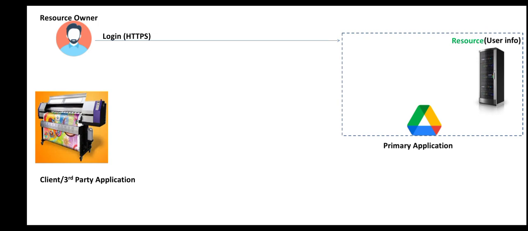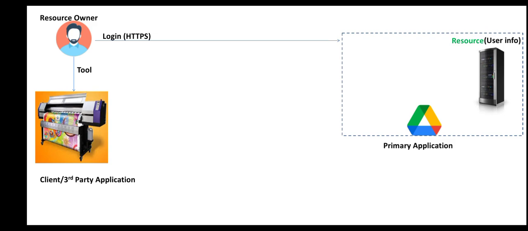Now there is a third-party application known as a printing service. So it is acting as a client in this scenario. The user is using this client or third-party application as a tool to print out his pictures hosted on the resource server of the primary application. But since there is no trust between the third-party application and the primary application, the primary application won't allow the third-party application access to print out the user's pictures hosted on the resource server.